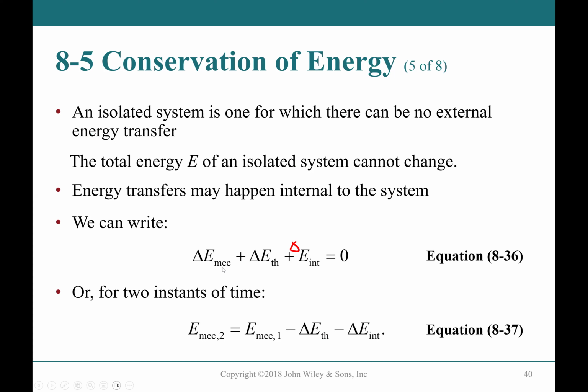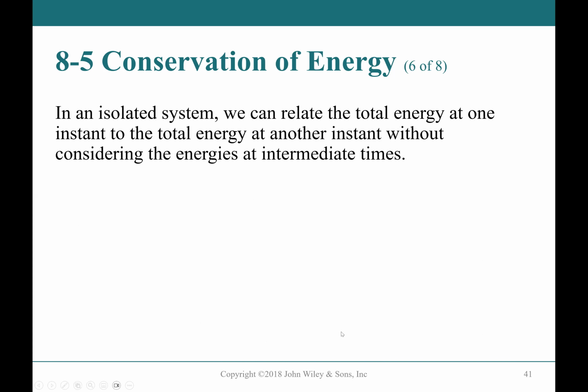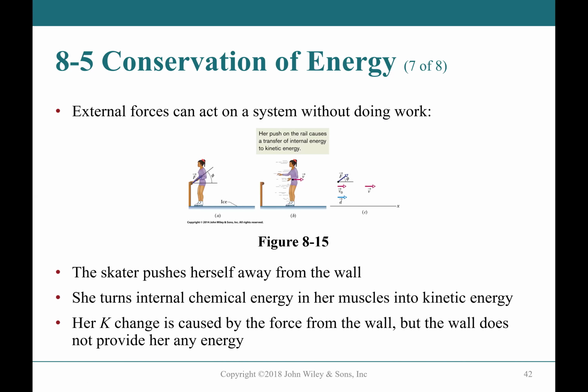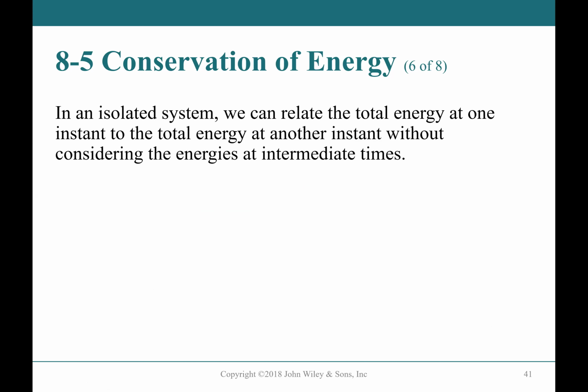So for any given instant, your E1 will be equal to E2 minus these two. Okay, so mechanical energy at point 1 will be equal to mechanical energy at point 2 minus the thermal change minus the internal energy change. Okay, so in an isolated system, we can relate total energy at one instant to another instant. This also tells you that energy cannot be created or destroyed. It can only be transferred from one form to the other, okay?